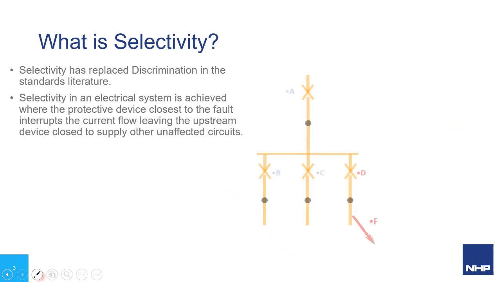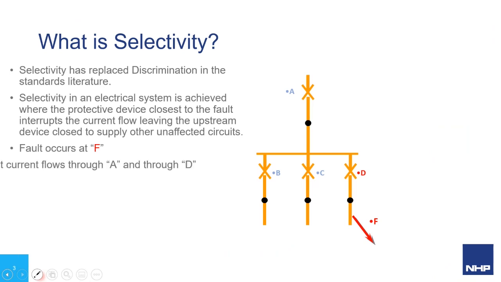So in practice, how is this achieved? Quite simply, when a fault occurs downstream of the second or third breaker in a series circuit, the current that flows is common to all breakers in that series circuit. So, given the position of a fault is at F, the same magnitude of fault current flows from the source through breaker A, through breaker D, and into the fault site.